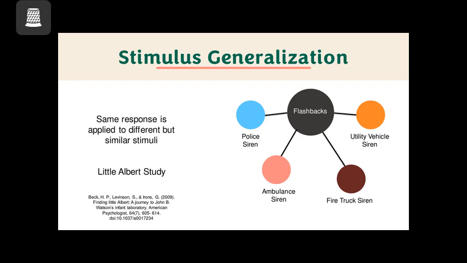However, over time, stimulus generalization was also shown because the same response of fear was shown to different but similar stimuli compared to the white rat, like a white bunny or even a white dog. So this experiment was a great example and representation of stimulus generalization.